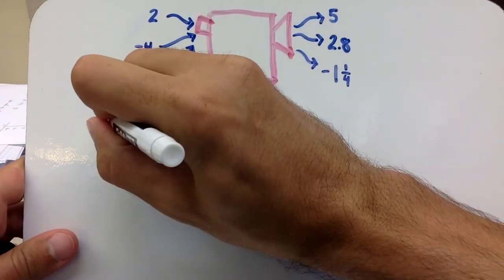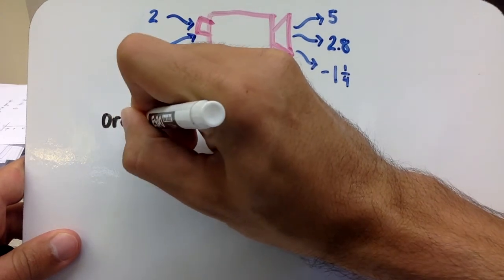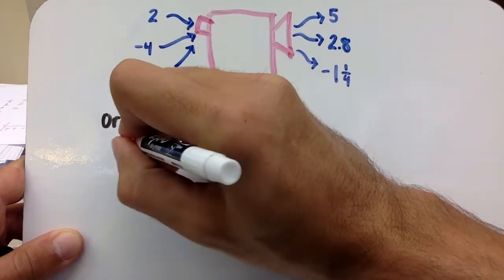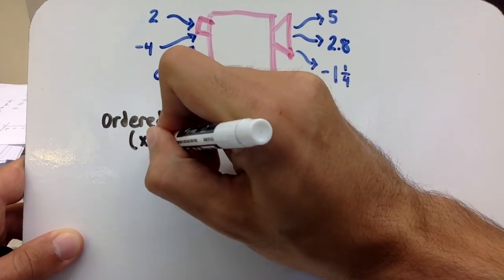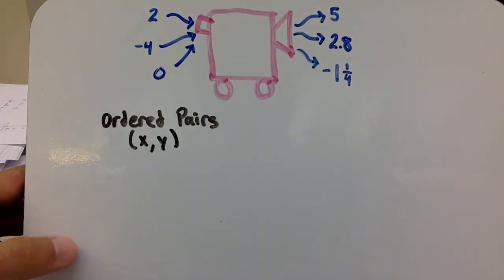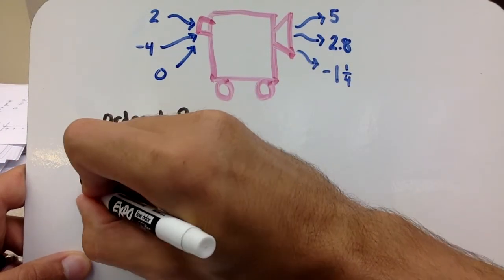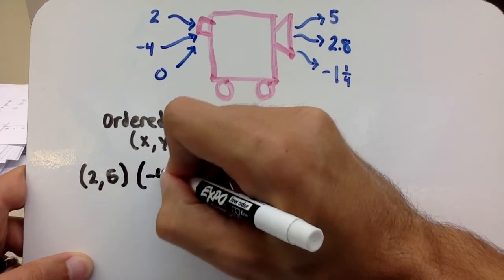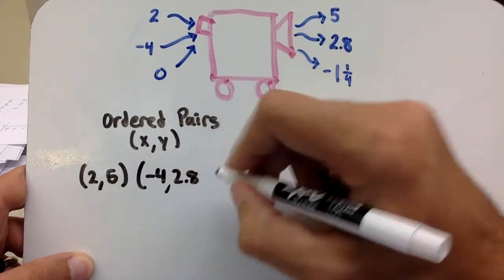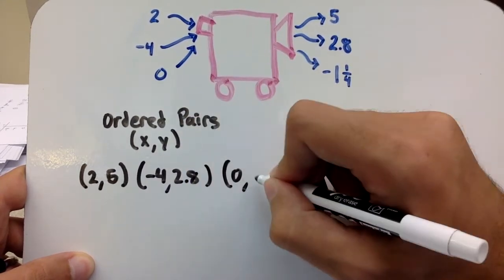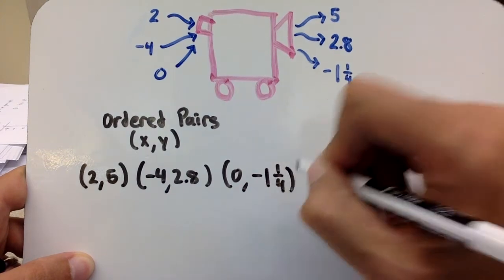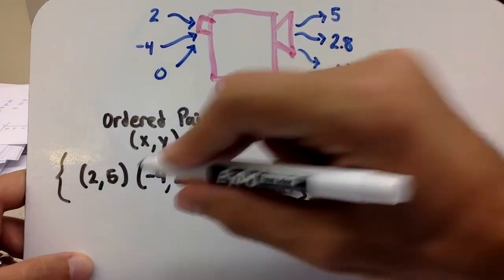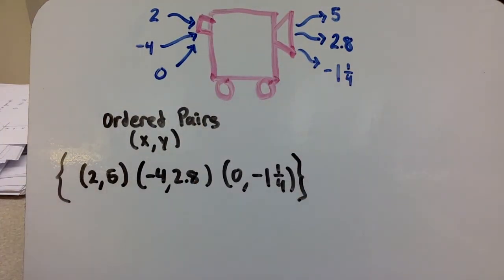Another option, I already kind of used a graph, so this shouldn't be anything crazy, but you can just make a list of ordered pairs. By ordered pairs, we're talking about our x, comma, y. So our 3 points from this example that we've been using in this video were 2, comma 5. We had -4, comma 2.8. And then we had 0, comma -1 and 1/4. When you have a list of things like this, I have a list of 3 points right here. Use squiggly brackets like this to show that it's a list. So these mean that you have a list of something.